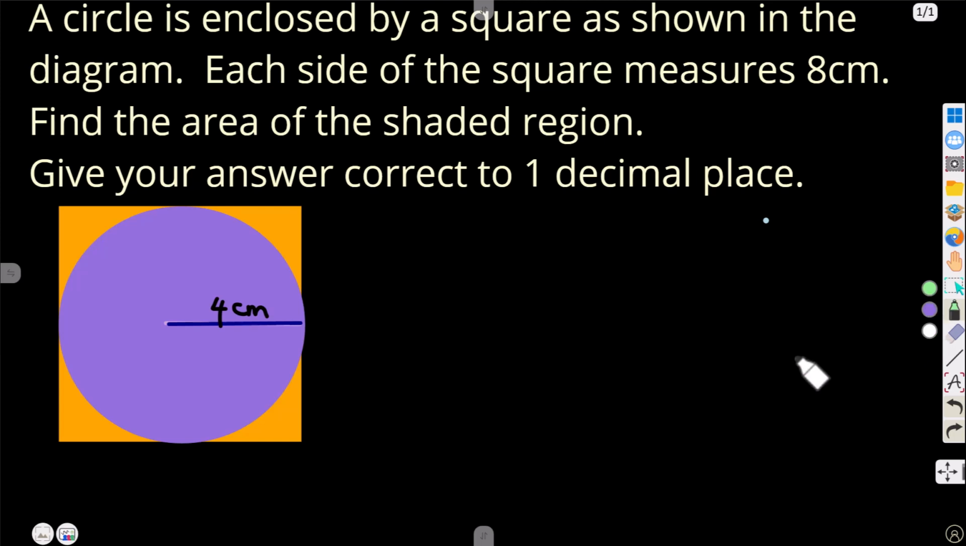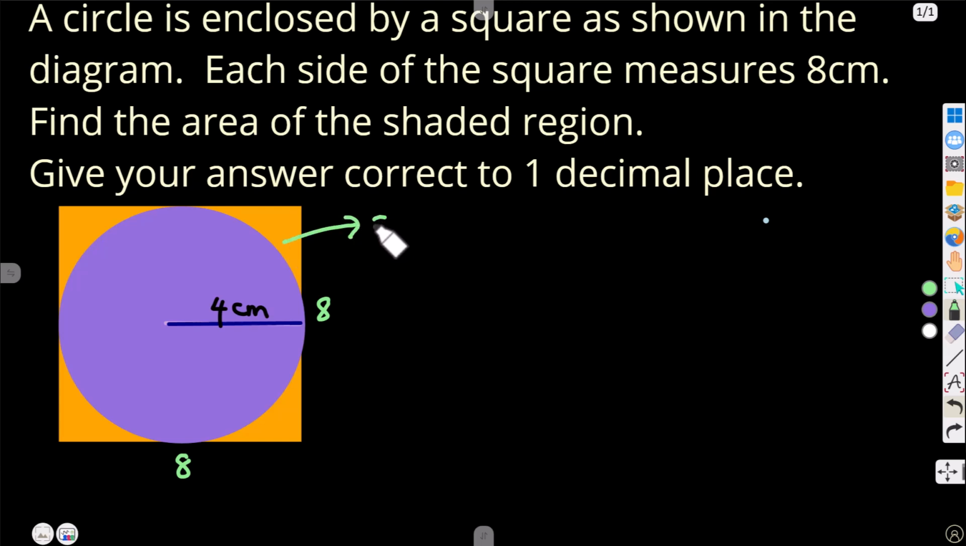Okay, so we got this diagram. A circle is enclosed by a square, and each side of the square is 8 centimeters. So this side is 8 and this side is 8. In fact, all the sides measure 8 centimeters. And find the area of the shaded region.